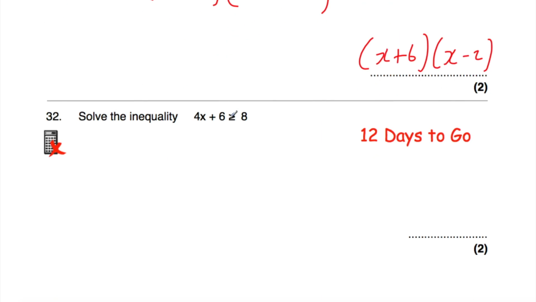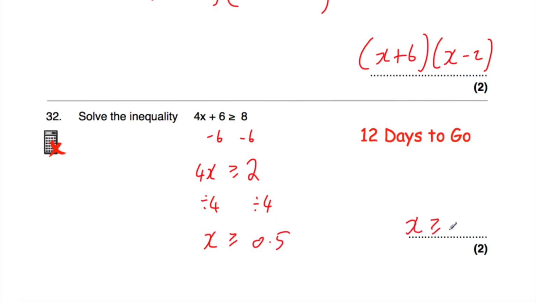Okay, question number 32. We've been asked to solve this inequality. So we want to get the x on the left-hand side on its own. So let's take away 6 and take away 6. So on the left-hand side, we'll be left with 4x, and that's bigger than or equal to, and 8 subtract 6 is 2. Now we just need to divide by 4 and divide by 4. And on the left-hand side, we'll be left with x. And on the right-hand side, we're going to have, well, 2 divided by 4 is 0.5, or you could have written a half there. So x is bigger than or equal to 0.5. And if you got that, well done.